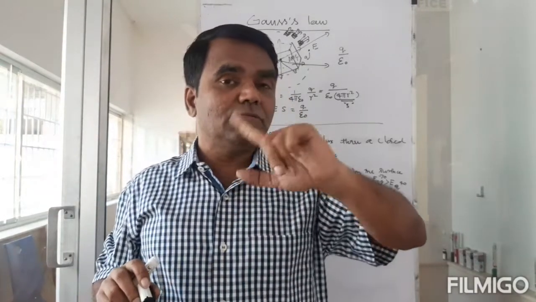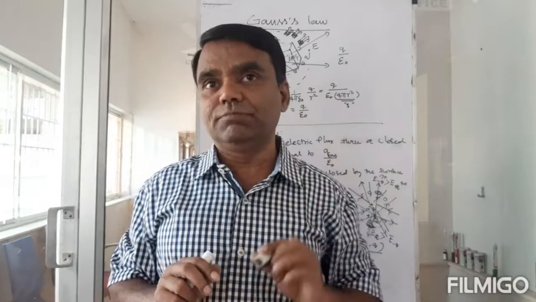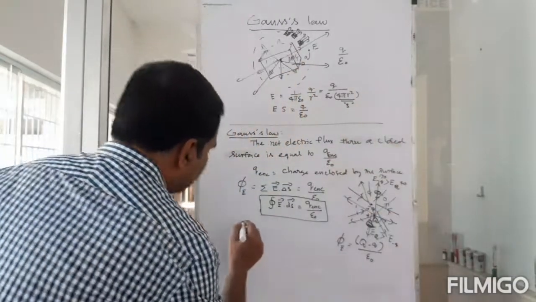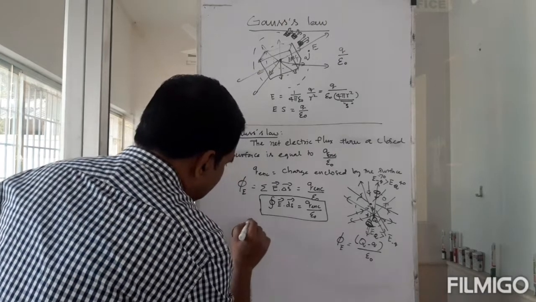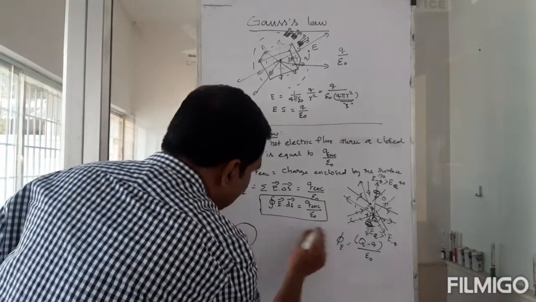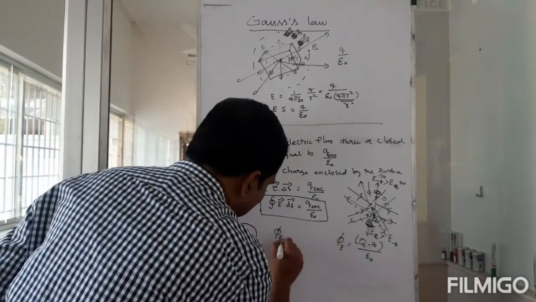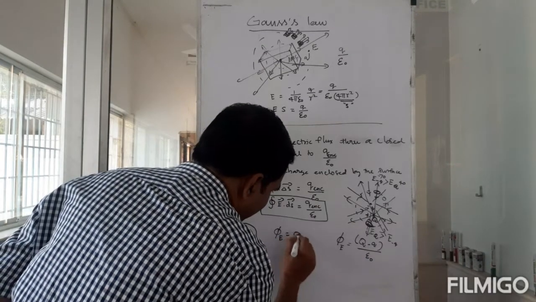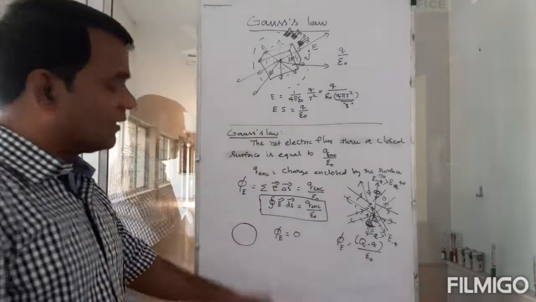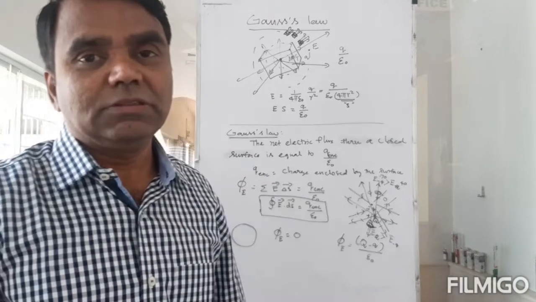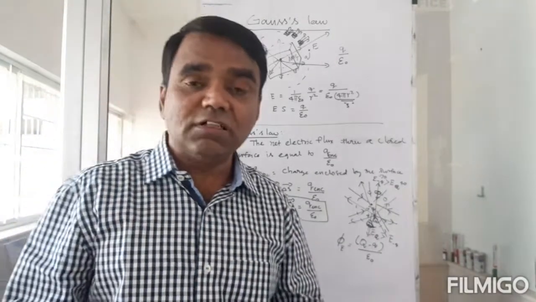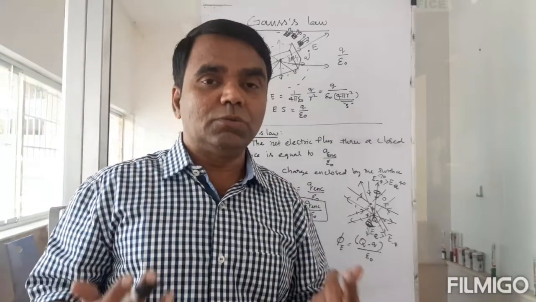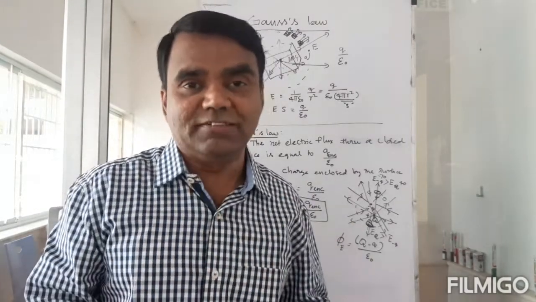So that makes you think of something else. Suppose I have a surface. There is no net flux out. So I'll say phi is equal to 0. There is no net flux out of this. So does it mean there is no charge inside? No, I cannot conclude that. All I can conclude is that there is no net charge inside.